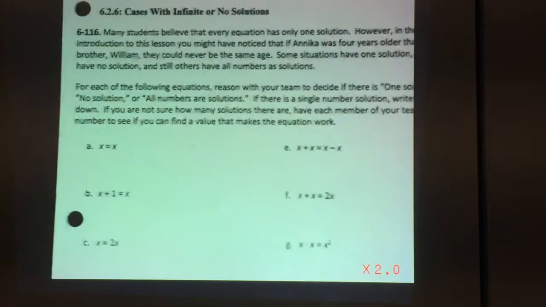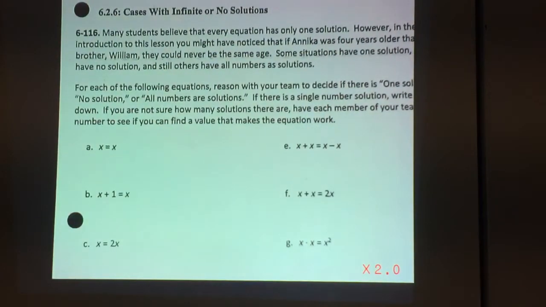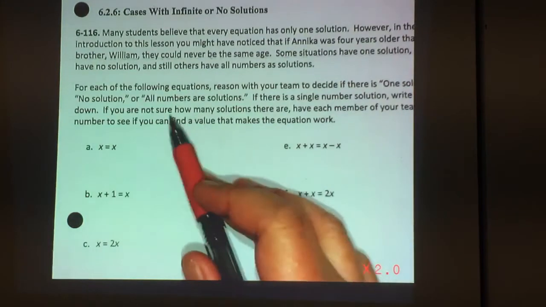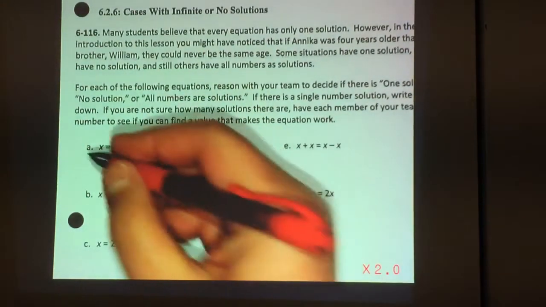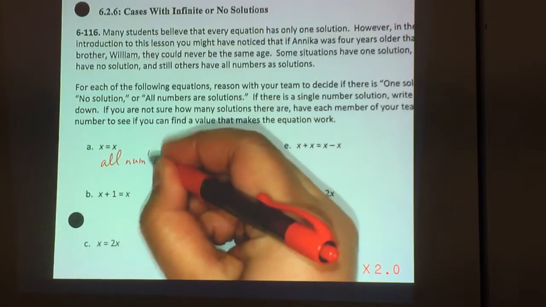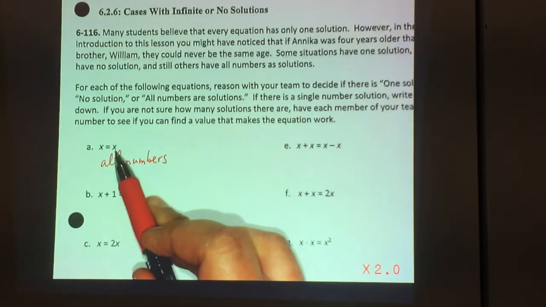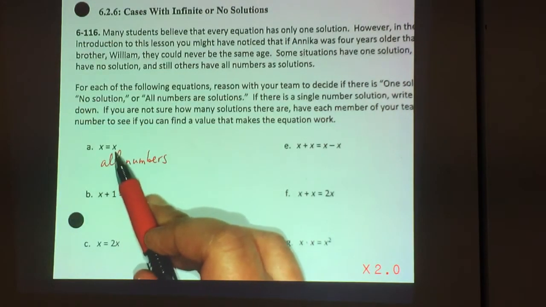So, let's look at A. X equals X. When would that be true? Would that be true for one number? Would that be true for no numbers? Would that be true for any number, all numbers? That's correct. It would be true for all numbers. Because whatever value I put here, it's going to be the same value that I place here, even if that was a decimal or a negative or a fraction.